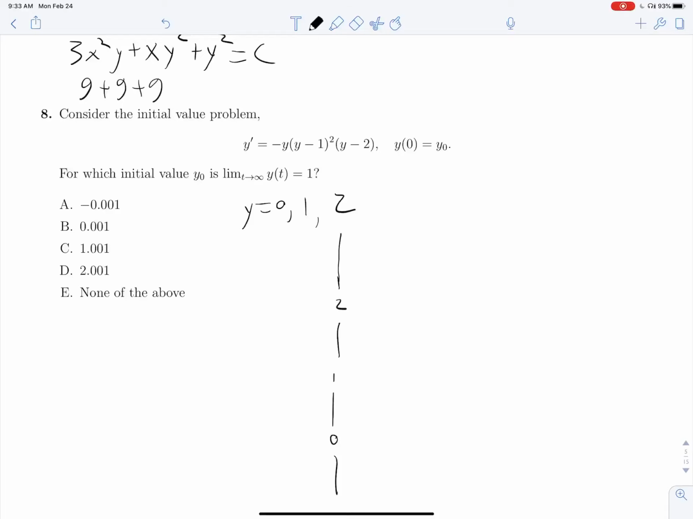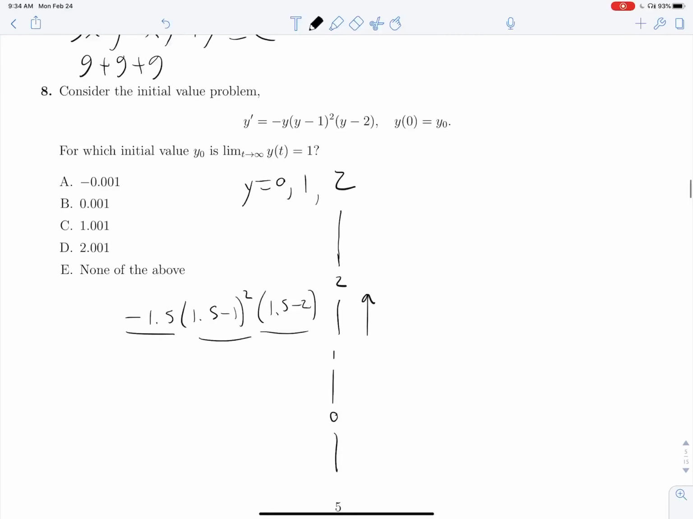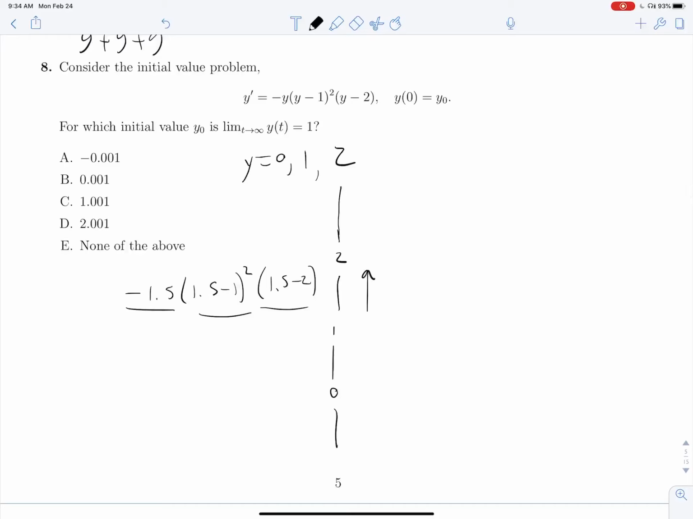So if we plug in 1.5, we will get negative 1.5 times 1.5 minus 1 squared times 1.5 minus 2. And we see that this will give us a positive term here, a negative term here, and a negative term here. So our result is a positive slope for that area, but by that area I mean this interval on y. What about between 0 and 1?